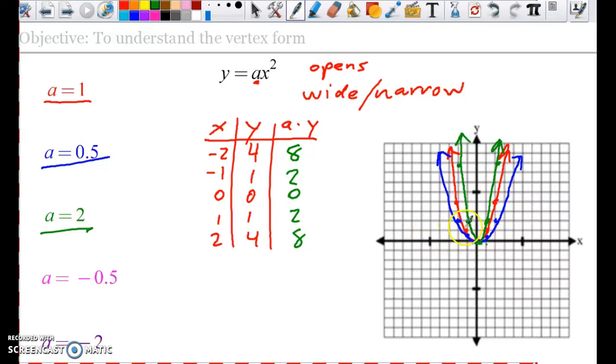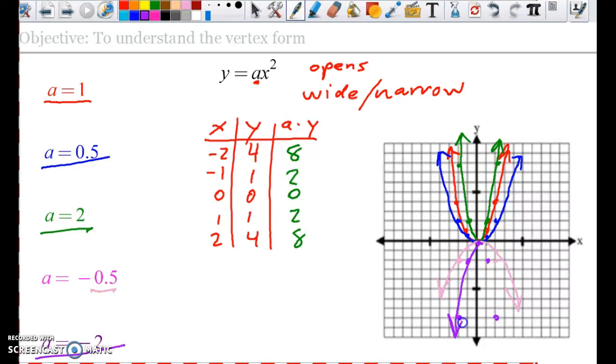So you can see how the a value affects the parabola. If it's negative, it's going to open down. It's going to be the same as the blue one, except it's going to open downwards, like this. That's when a is negative 1/2. Then if a is negative 2, it becomes very narrow. So I go 2 over, 8 down, 1 over, 2 down, 0, 0, like that.